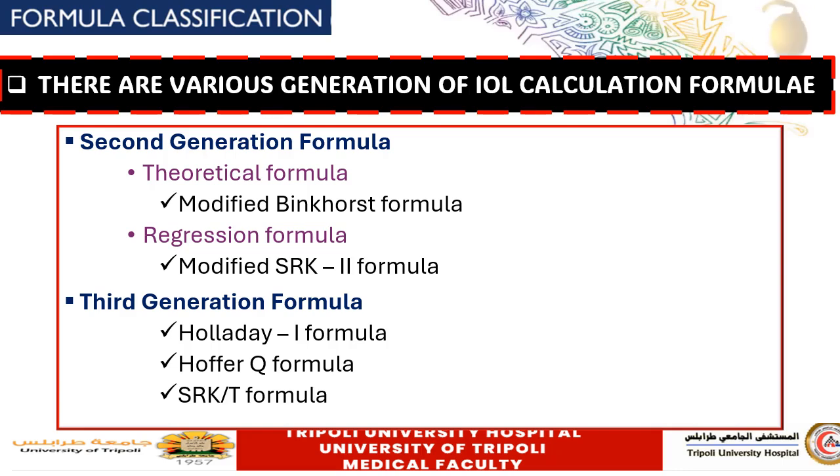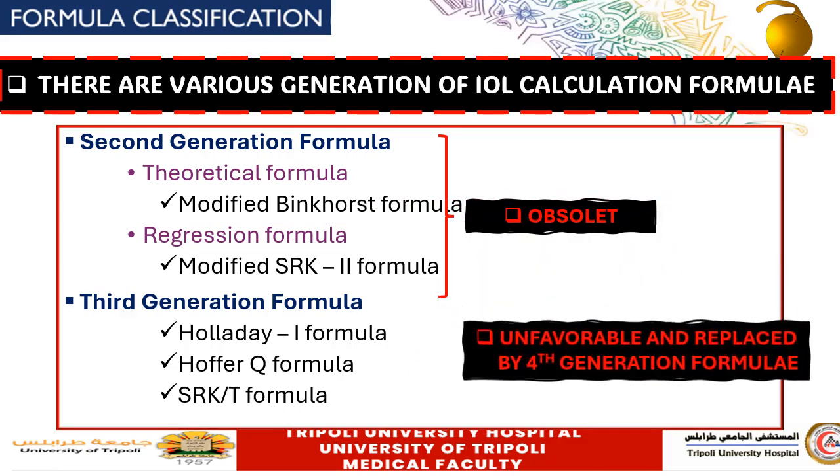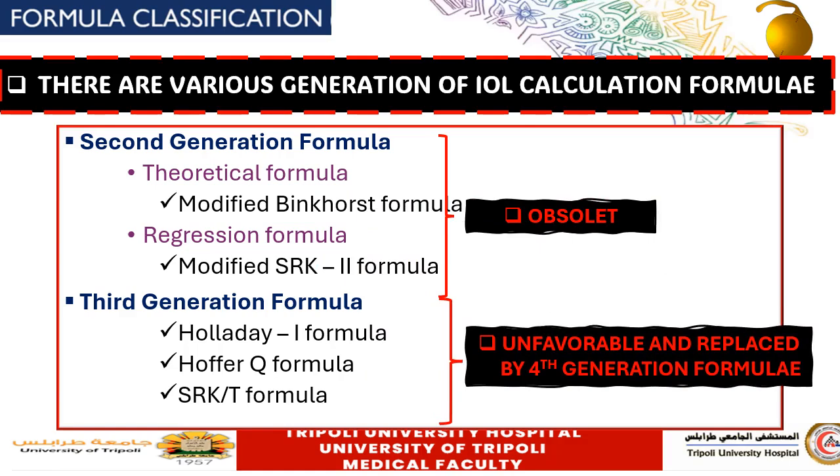The development, evolution and progression of the formulas continued from that time. As the results were not satisfactory for most patients and doctors after the first generation formulas, the doctors started to modify the formulas and the regression formulas to achieve a better predicted postoperative result. The second generation formulas were modifications of the initial theoretical formula, which is the Binkhorst formula, and also the SRK modified to the SRK II formula and the modified SRK/T formula. So this represents the second generation. You can say that the first and second generations are now obsolete and no longer used because of the poor predictability of the IOL power that needs to be implanted in the patients.